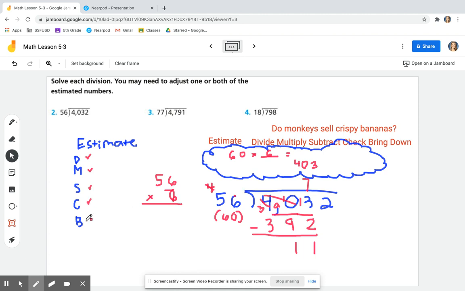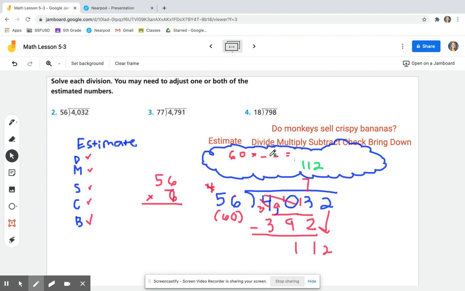And that brings us to our last step for this part, which is to bring down the 2 to get 112. We are not done with the problem. We're going to start the process all over again. And now we're working with how many times does 56 go into 112 without going over? So again, we're going to use our estimation really quick up here in our thought bubble. We're now working with, let's do some erasing from our last one. 60 times something gets us close to 112 without going over.